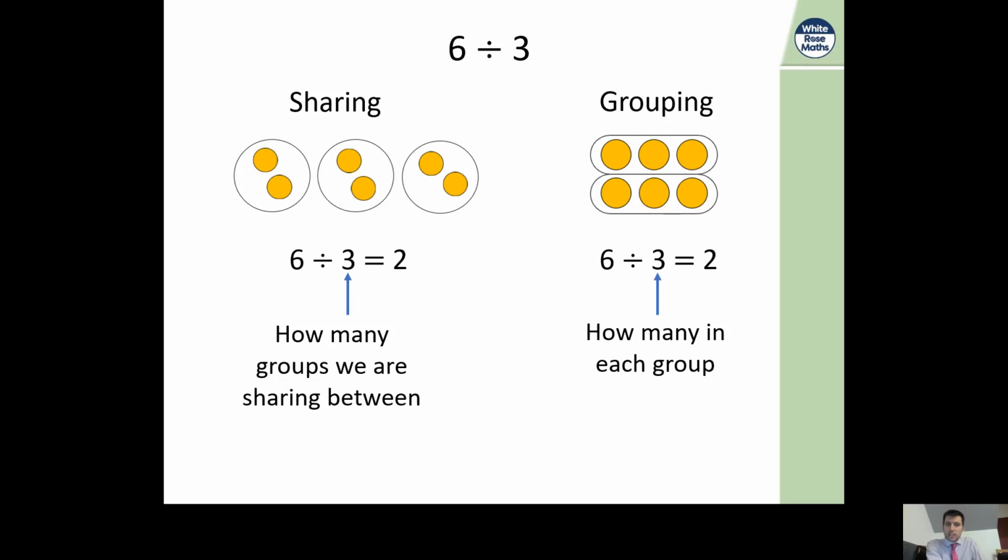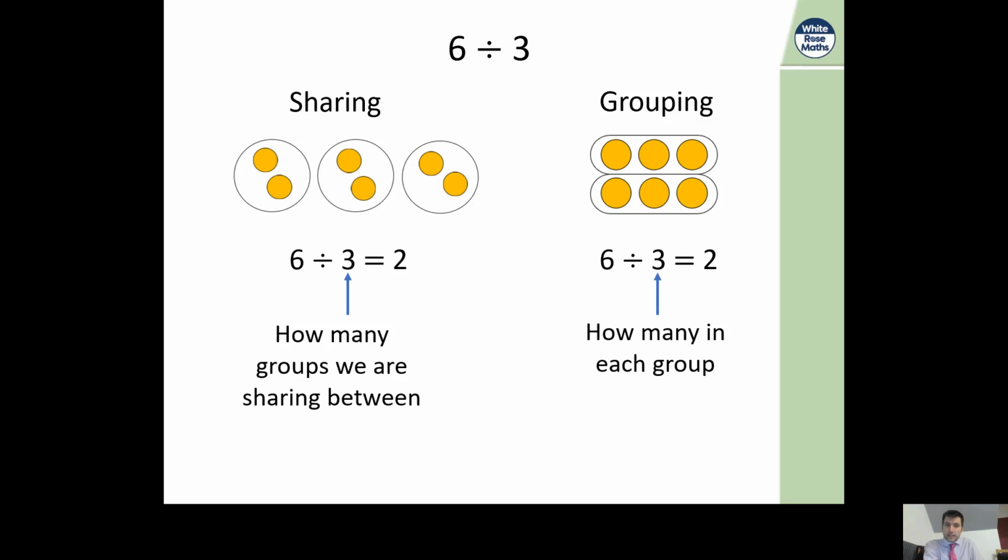When I share it, I put it into equal parts at the same value, and when I group it, what I do is I group together the value which I'm dividing the whole by. So when I've got 6 and I'm dividing it by 3, I group it into groups of 3, and I see how many groups I end up with. So it's different ways of representing it with pictures, but I end up with the same number sentence. 6 divided by 3 equals 2.